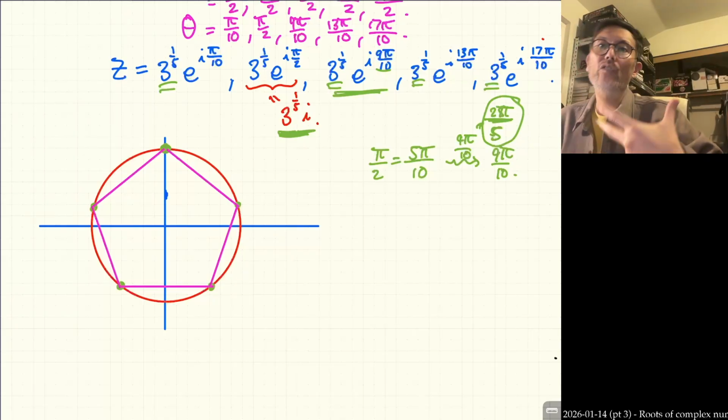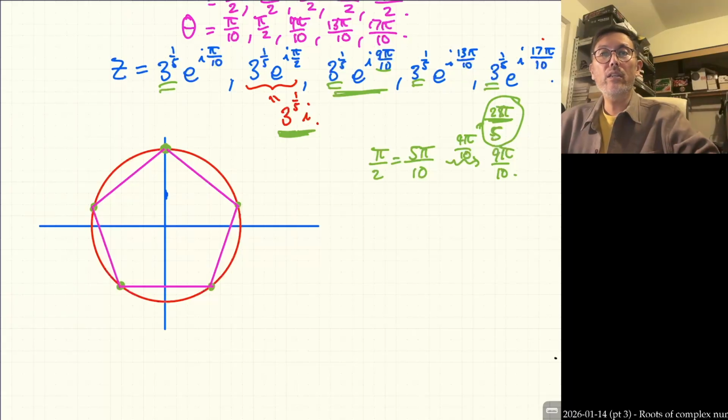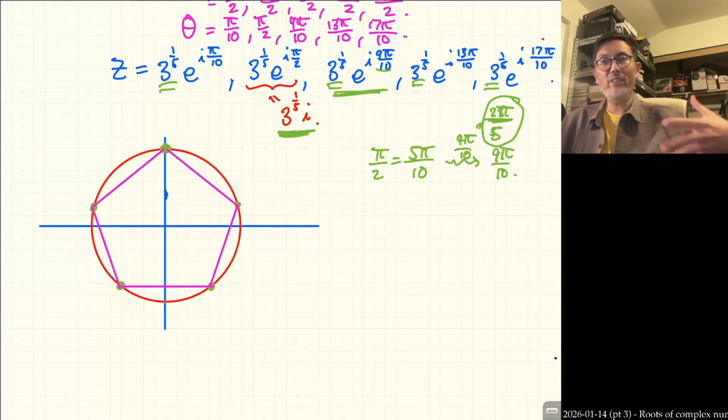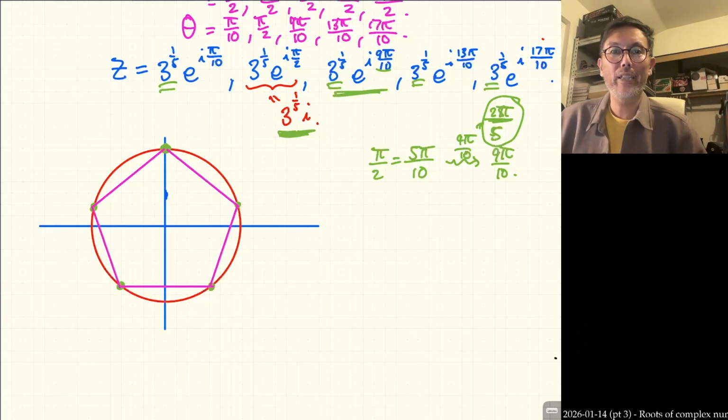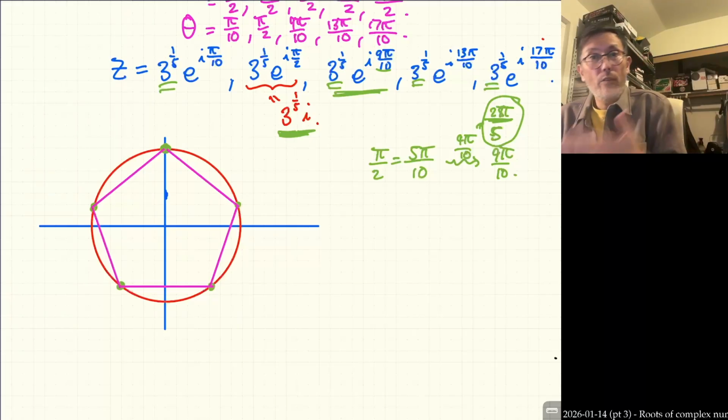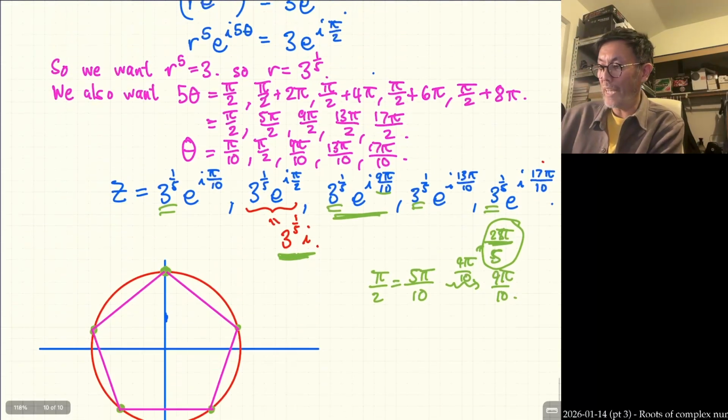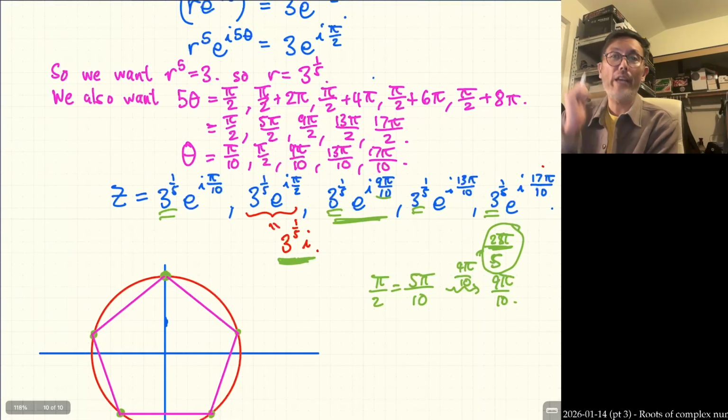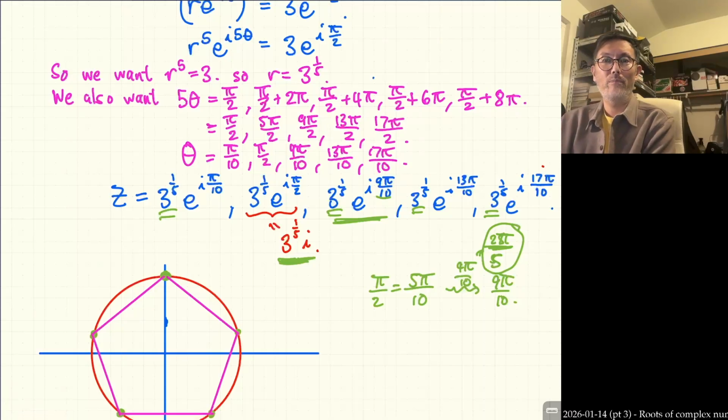And in fact, so often the roots of numbers end up having this kind of symmetry in the complex plane. Notice that the calculation that we made took advantage of the ambiguity that's in the polar form.